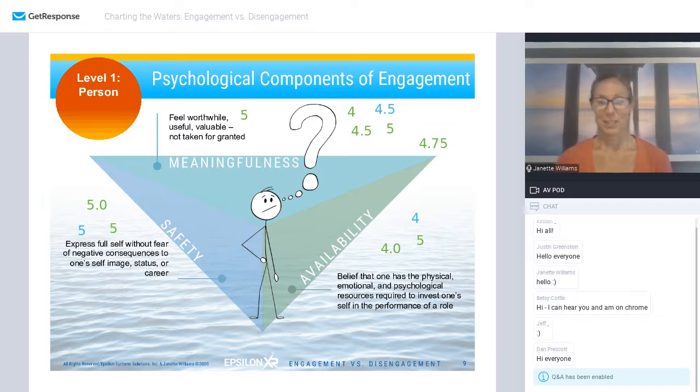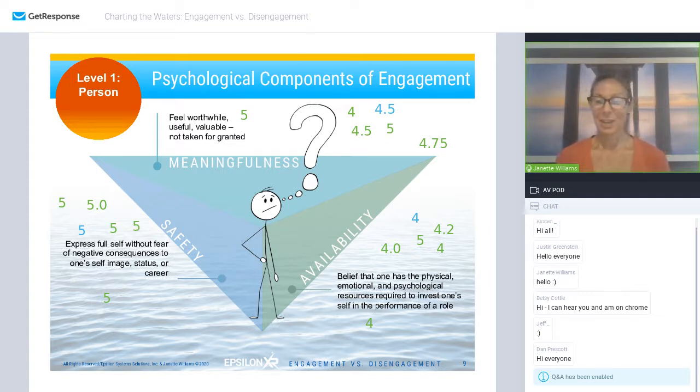Good, everybody's looking pretty good. We have a very engaged group. Nice, a lot of 5s. It's psychological safety, that's fantastic. Good, a little variety, a little bit of 4, still high, but for meaningfulness and for availability, good.